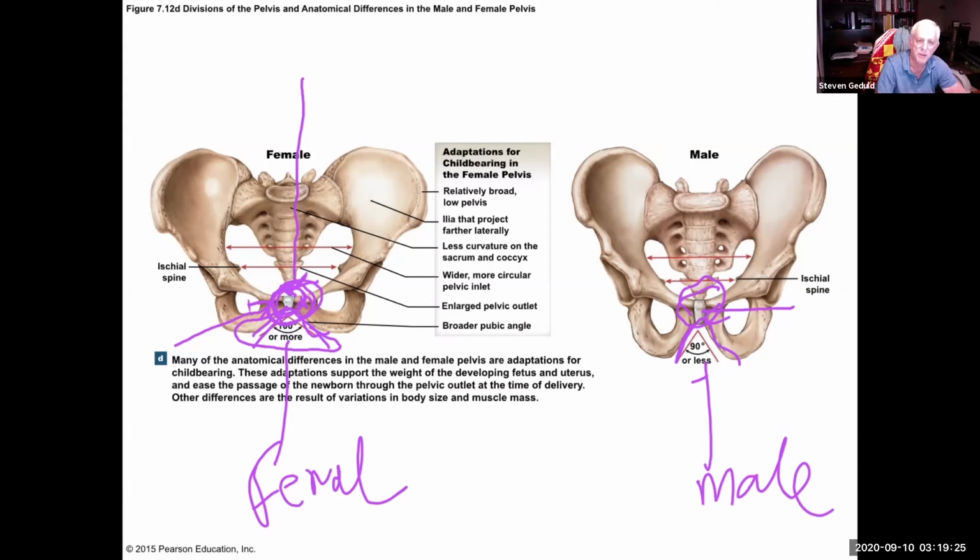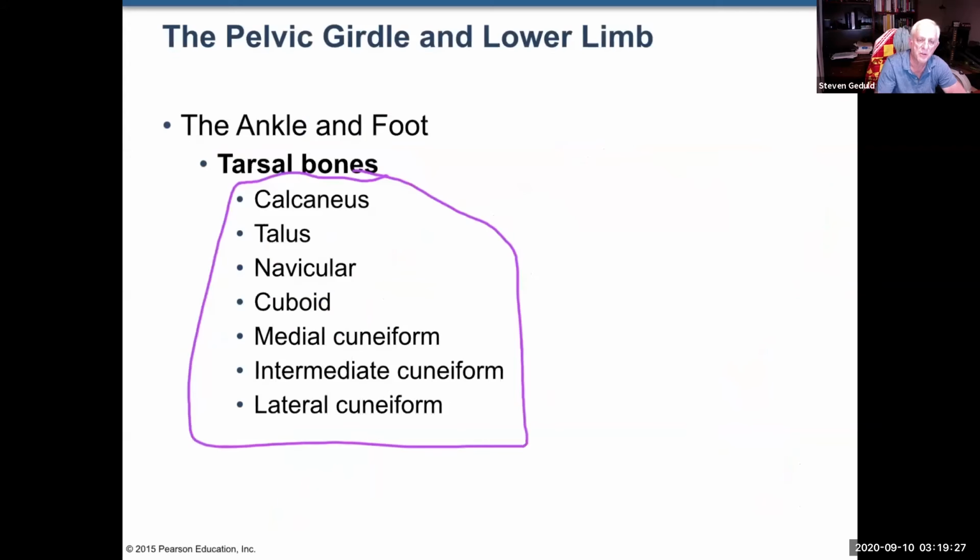Not a problem. Okay, so the tarsal bones, the 7 tarsal bones that make up the ankle, are the calcaneus, the talus, navicular, cuboid, and the medial, intermediate, and lateral cuneiform. Those are the 7 bones of the ankle.